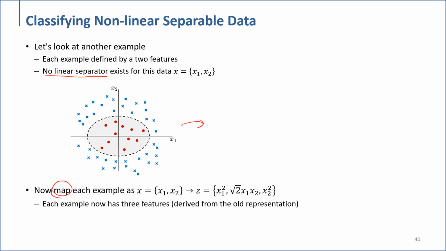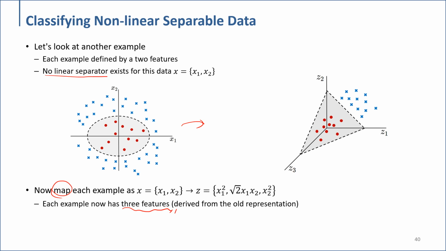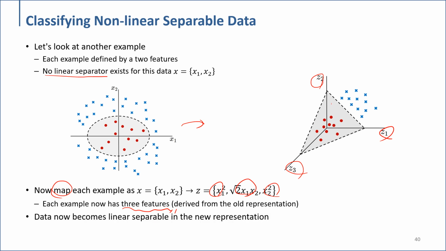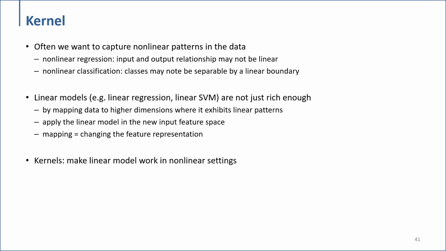So here, each example now has 3 features instead of 2. By plotting this new data on the G1, G2, and G3 axes, we clearly see that these data can be transformed, and by doing so, we can find a linear plane that can split these data into two classes. So by doing this mapping, data now becomes linearly separable in the new data representation.